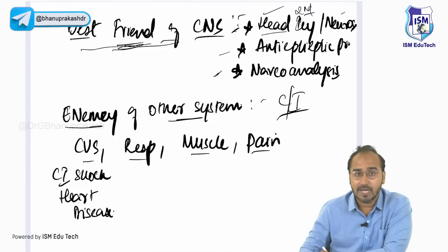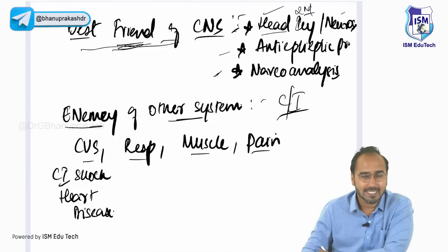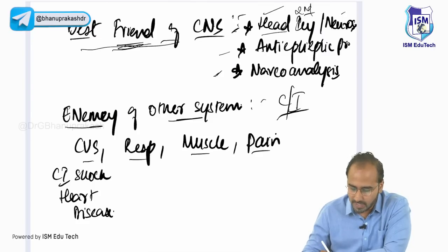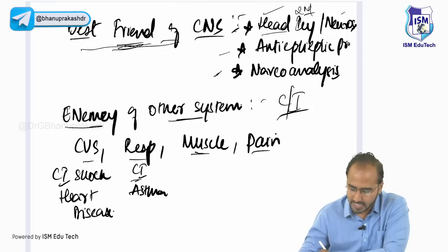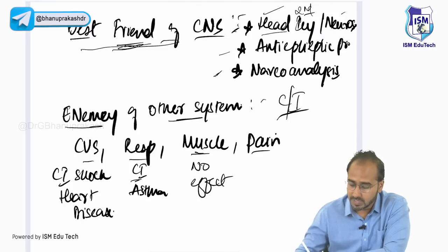Heart disease. It's an enemy of respiratory. Come on, guys. It is the enemy of the respiratory system. So what will it do to the respiratory system? Enemy means it will be contraindicated in asthma. It has no effect on pain. Remember, guys, it has no effect on muscle. And regarding the pain, sodium thiopentone produces pain during injection.